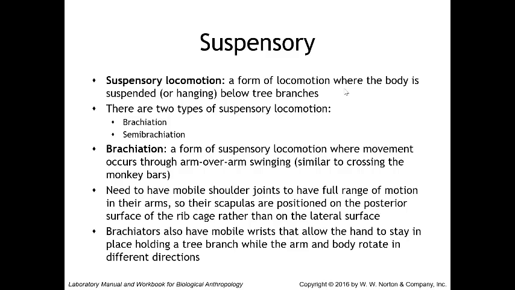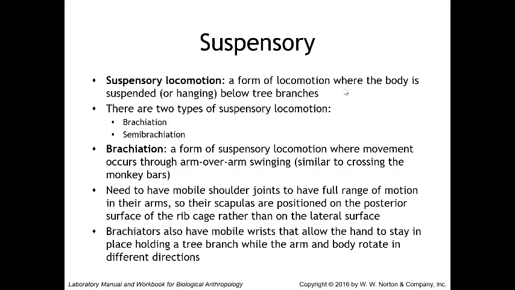So brachiators, unlike our VCL, our vertical clinging and leapers, have very long arms. They have long curved fingers which help the body hang from the tree branches, right? So we're already seeing a pattern here. Vertical clinging and leaping relies on the legs, the hind limbs, to push off. Therefore, the hind limbs are longer than the forelimbs. Suspensory locomotion relies on the arms, arm over arm swinging. Therefore, the forelimbs are longer than the hind limbs.